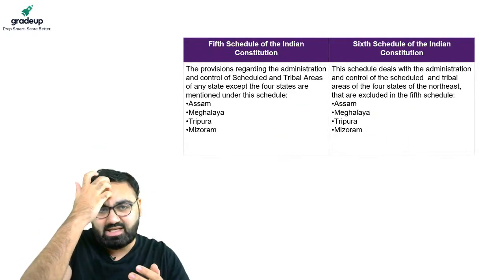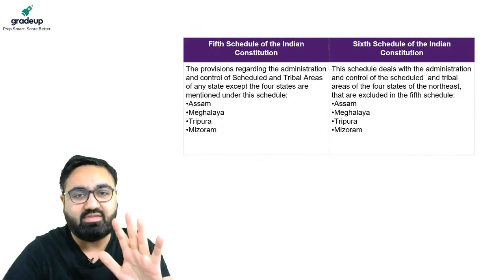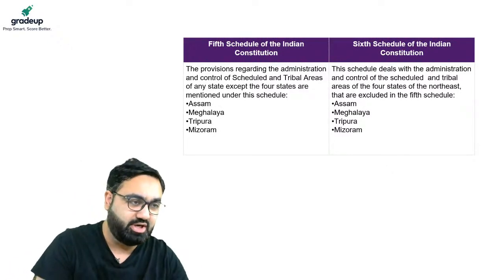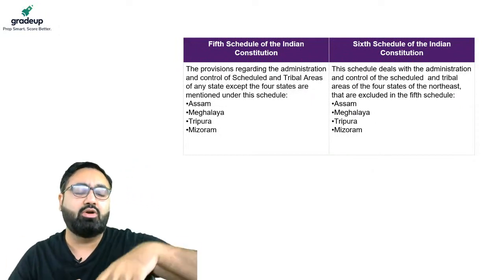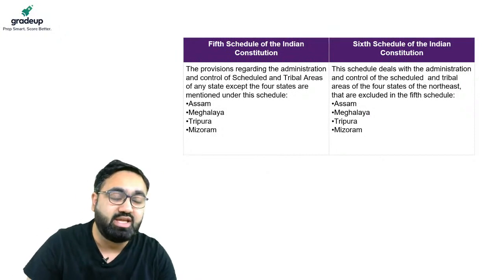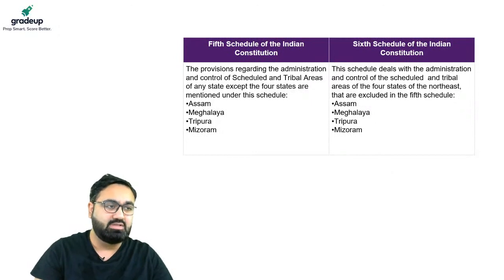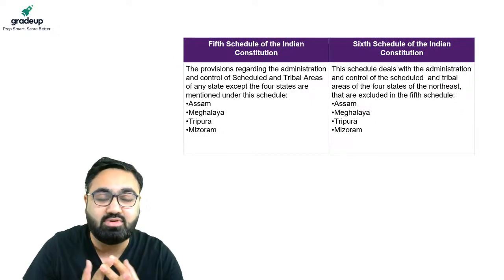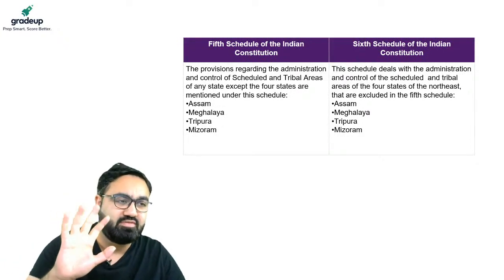Now, as I said, scheduled areas and tribal areas are given in schedule number 5 and schedule number 6 of the Indian Constitution. Schedule number 5 talks about the scheduled areas, schedule number 6 talks about the tribal areas. Although these look similar, both of them have different types of powers, both of them have different types of functions.